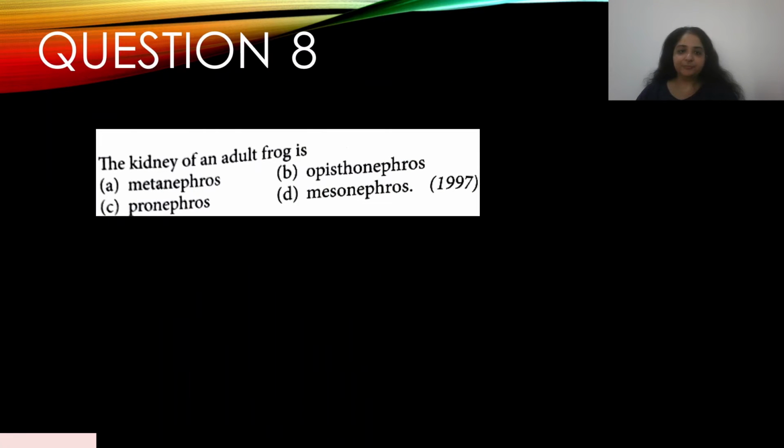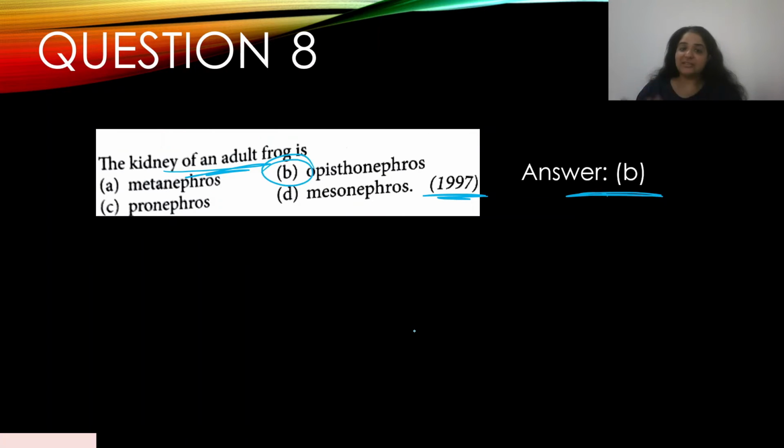Question number 8. The kidney of an adult frog is, and this appeared in 1997, A. Metanephros, B. Opisthonephros, C. Pronephros, and D. Mesonephros. This is a little difficult to answer. So the kidney of an adult frog is B. Opisthonephros. So the answer is B.